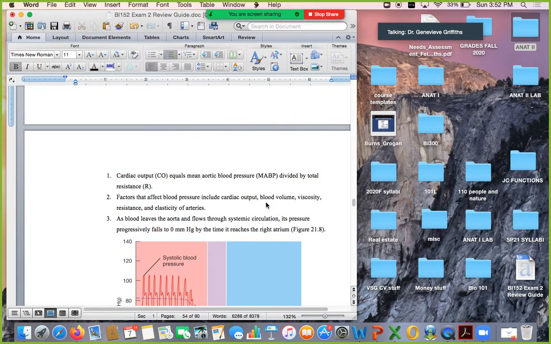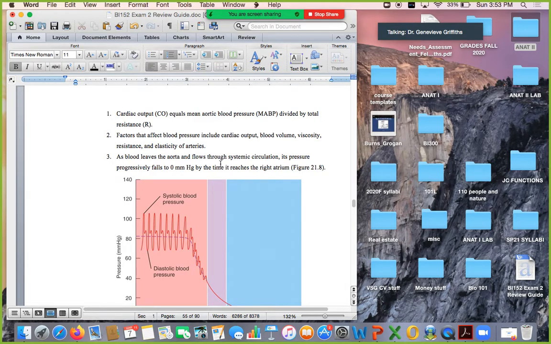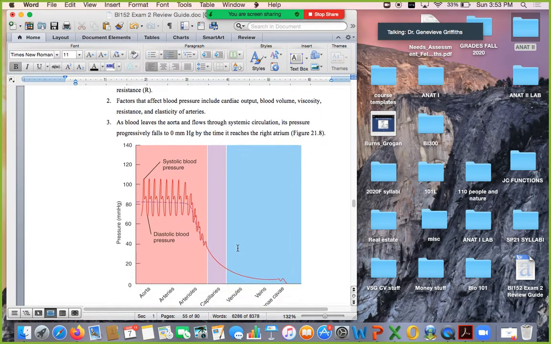Okay, so we talked about cardiac output, and we talked about what that meant in terms of stroke volume and heart rate, but it can also be broken down into the aortic blood pressure divided by resistance. So how much blood is being pushed forward versus how much resistance is pushing backwards. And factors that affect that blood pressure involve cardiac output, like I mentioned, blood volume, viscosity, the resistance, and also the elasticity of your arteries. So how much can your artery stretch to allow that blood to be accommodated? As soon as blood leaves the aorta and flows through systemic circulation, its blood pressure is going to fall by the time it reaches the right atrium and is pulled back in via the vena cava, right, etc.